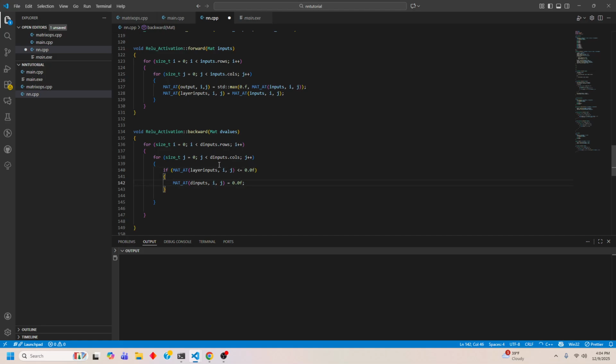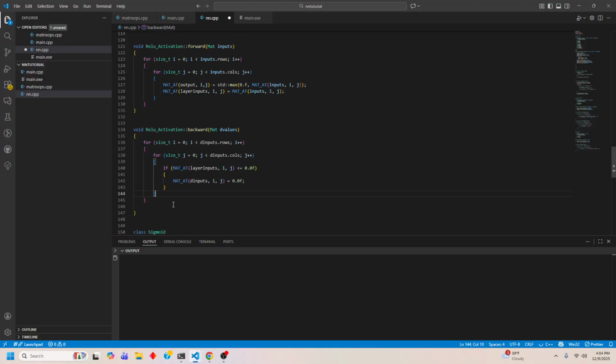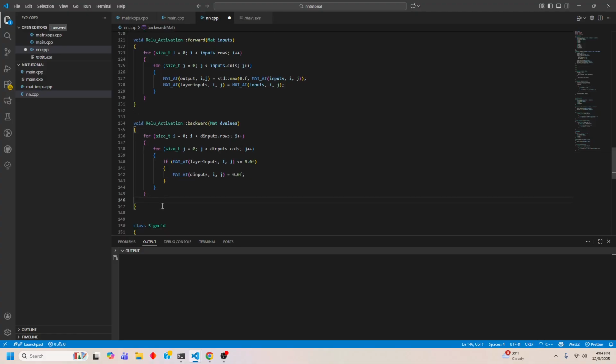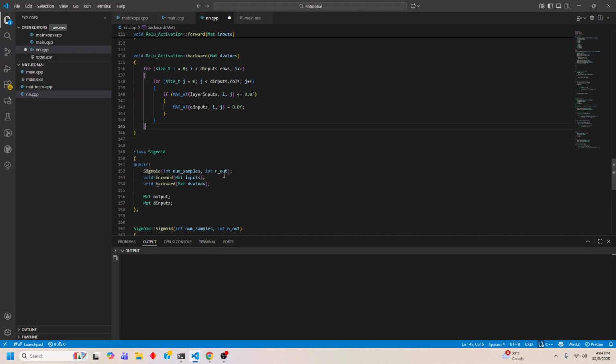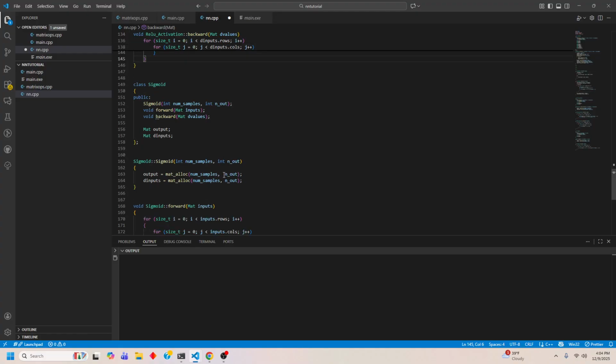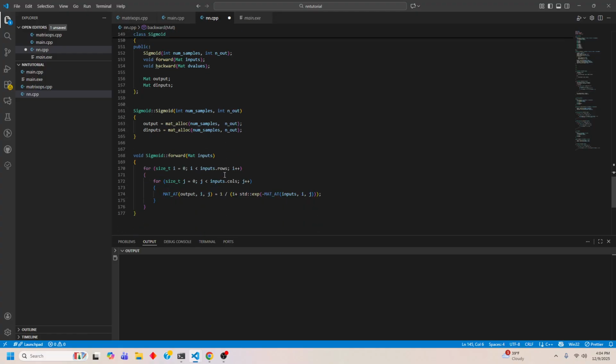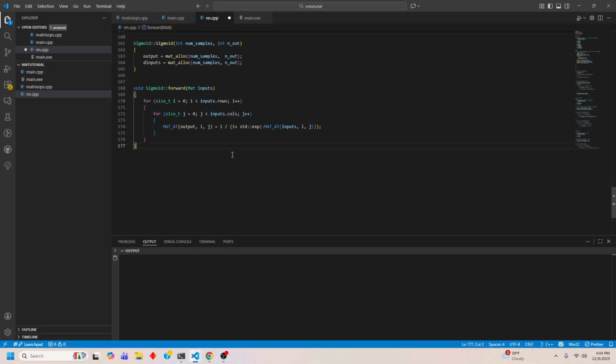And that's all there is to it. If the input is less than or equal to 0, then the derivative that you're sending back to the previous layer is going to be equal to 0. And the next one we'll be doing is the sigmoid's backward function.